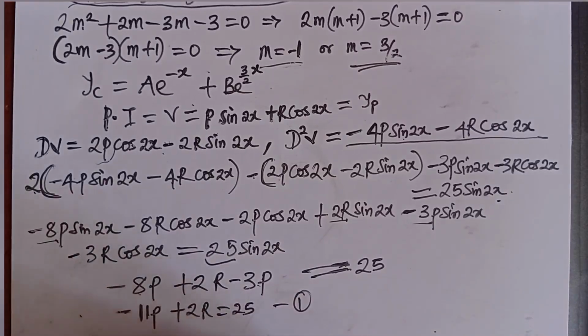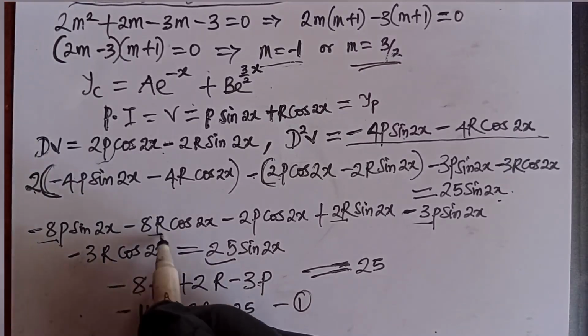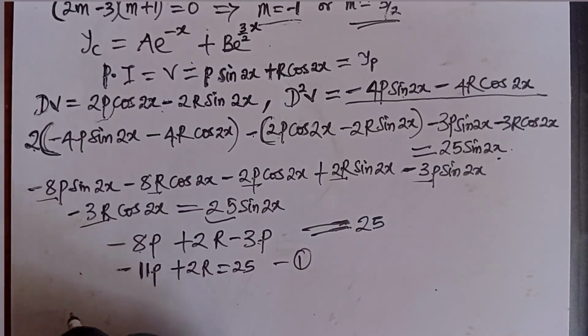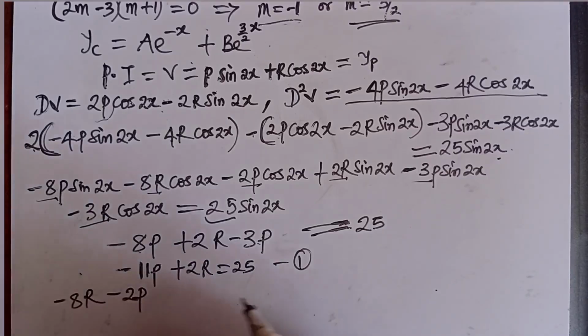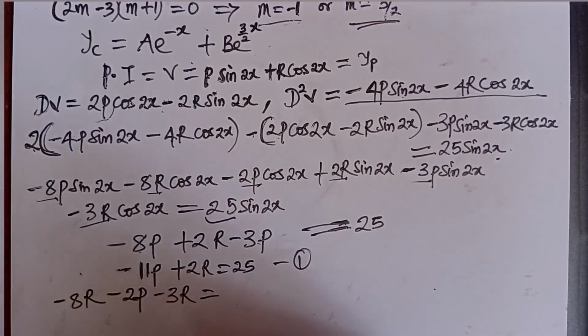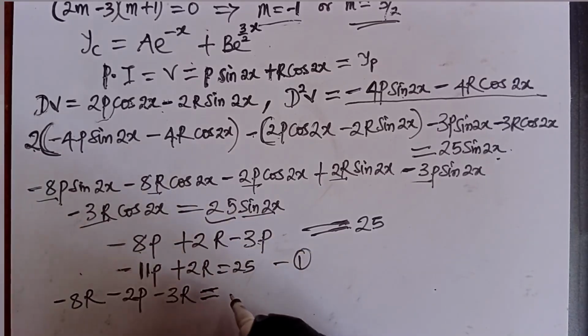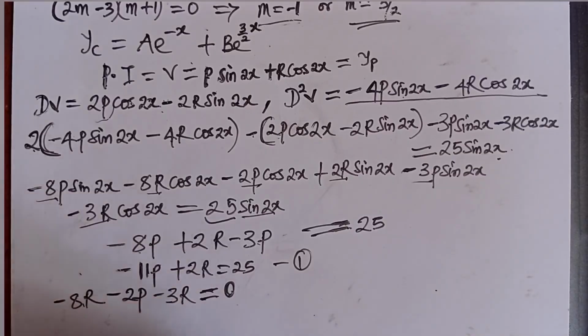Okay, going forward, for cosine, we have three. How many cosine terms do we have at the left? We have 1, we have 2, we have 3. That's minus 8r, minus 2p, plus, okay, minus 3r. There is no cosine term at the right hand side. It is just a sine term. So because there's no cosine term, we set that equal to 0. That's what it means. Minus 8r minus 3r is minus 11r. Then we have the minus 2p equals 0.